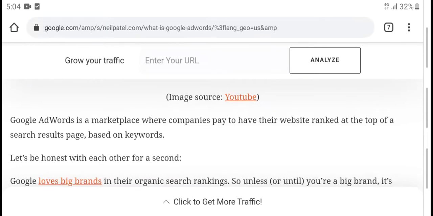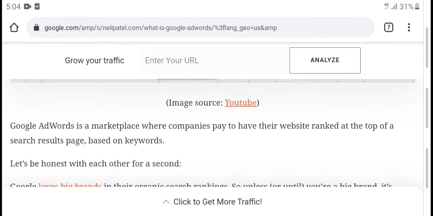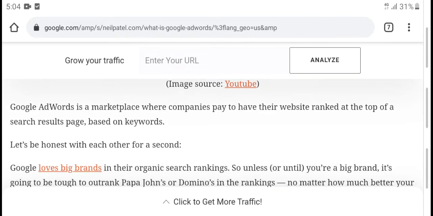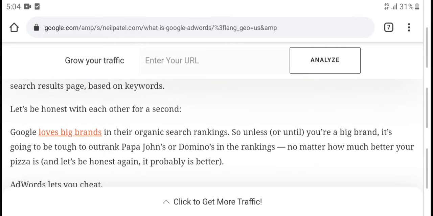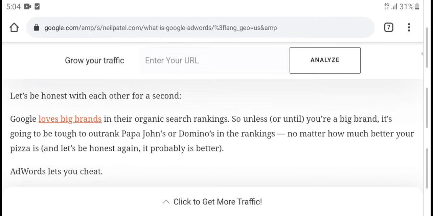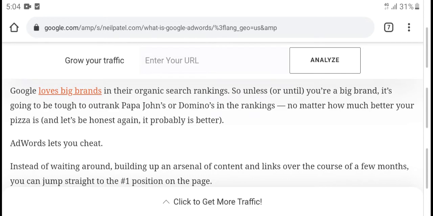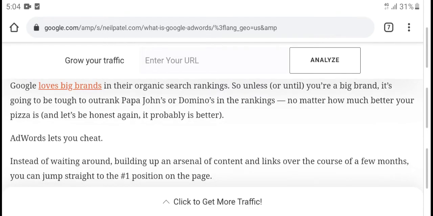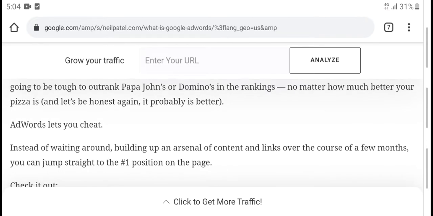Google AdWords marketing campaigns pay to have your website ranking in the top search result page, basic keywords. Let's say your hosting with other for seconds, Google loves big brands in original search ranking, so unclear big brand going with target outrank, popper joins and demo in ranking, so no matter what matches your pitch in hosting.